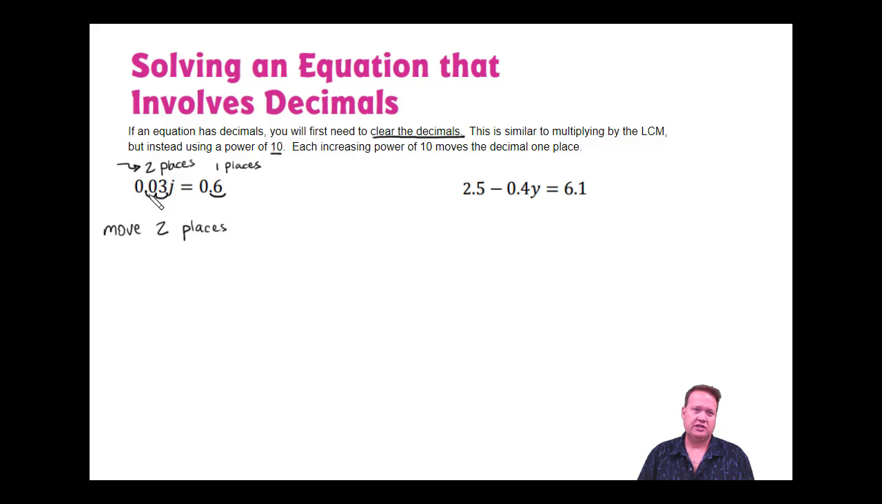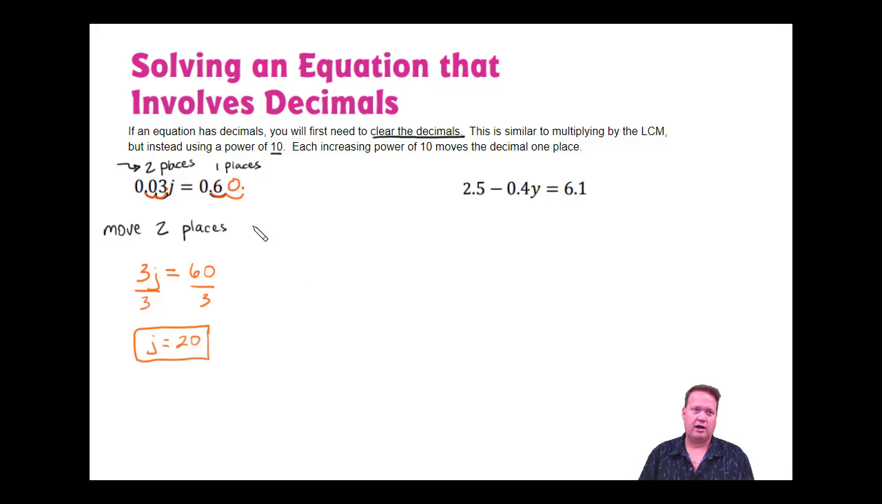So this decimal right here, let me switch colors to something that looks a little different. This one is going to go 2 places, and it's going to be 3 because the decimal is right there now, so it's going to be 3j. And that's going to be equal to, we're going to move this 2 places. You go once and then again. Now this is a placeholder, so we're going to have to put a 0 in there, and the decimal goes right there, equals 60. Now this equation is a one-step equation. We just divide by 3 and we are finished. J, the solution, J equals 20.